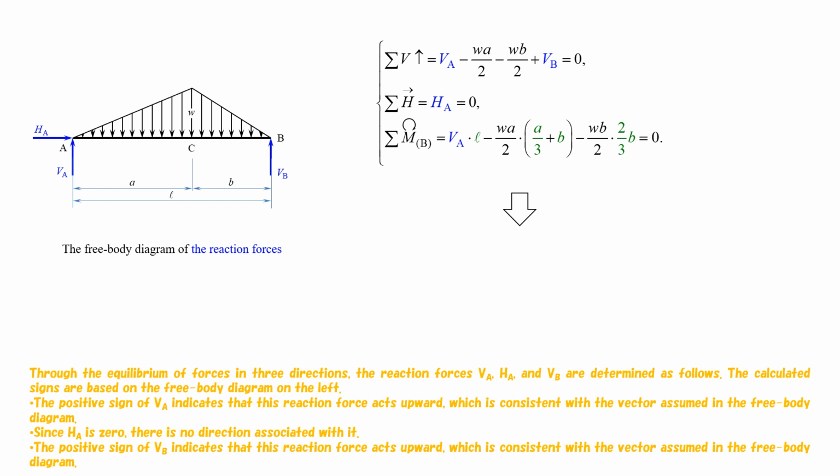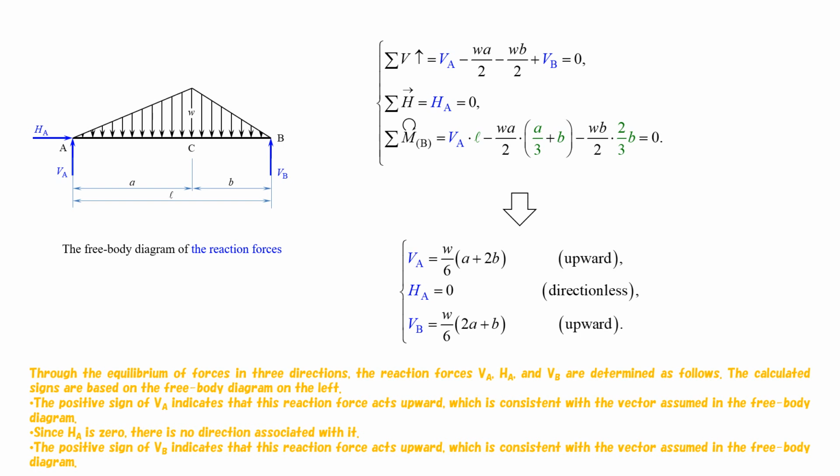Through the equilibrium of forces in three directions, the reaction forces VA, HA, and VB are determined as follows. The calculated signs are based on the free body diagram on the left. The positive sign of VA indicates that this reaction force acts upward, which is consistent with the vector assumed in the free body diagram. Since HA is 0, there is no direction associated with it. The positive sign of VB indicates that this reaction force acts upward, which is consistent with the vector assumed in the free body diagram.